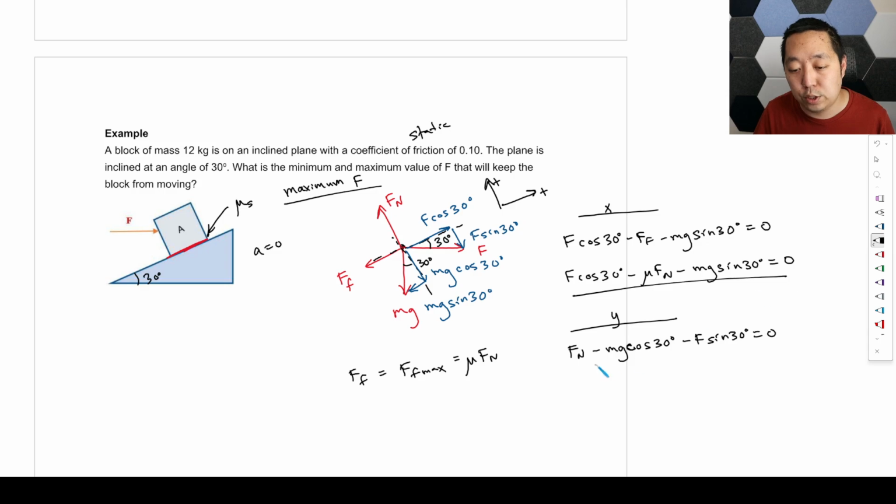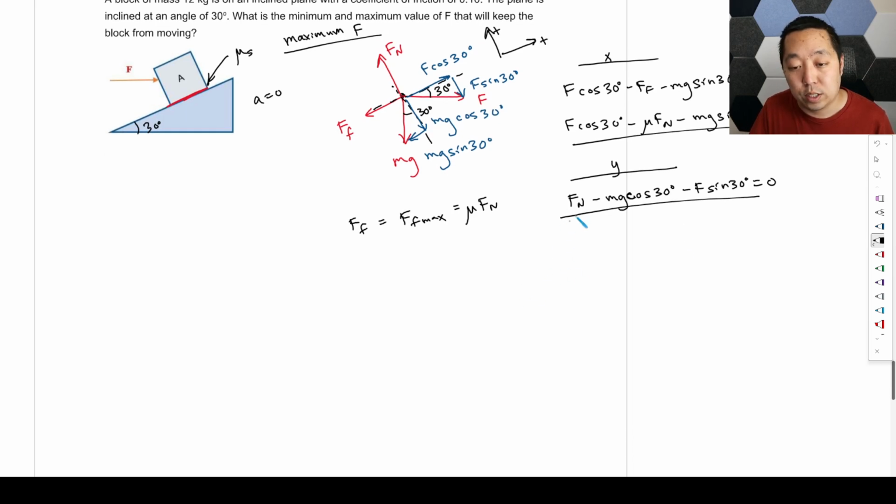Now I have two equations, two unknowns. What you want to think about is I don't know the normal force, so I want to get rid of the normal force in some way, right? And then plug that into here. So we're going to solve for the normal force here. It's going to be mg cosine 30 degrees is equal to Fn, plus F sine 30 degrees.